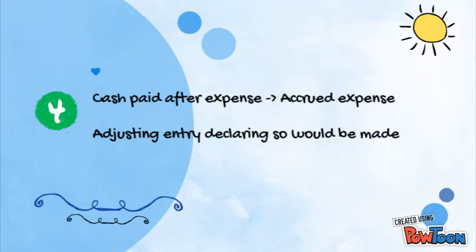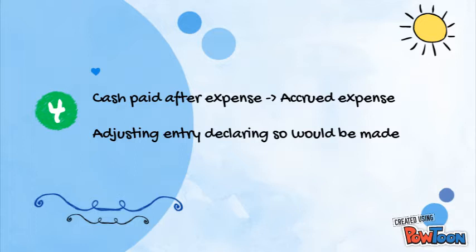Fourth scenario: let's say cash is paid after an expense. How a business would keep track of that is through an entry of the account name of accrued expense. This is done to keep track of an expense that the business owes. Upon paying it off, an entry declaring so would then be made.